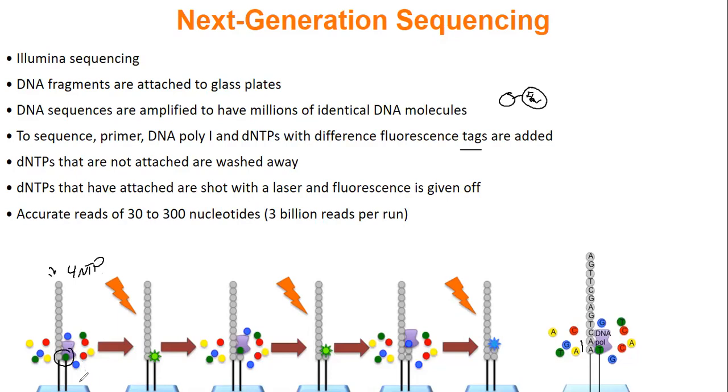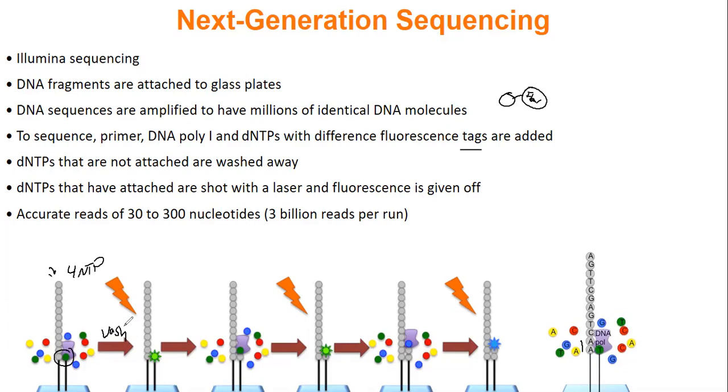And so what happens is that after time is given for that nucleotide to add, we shoot it with a laser and we see what color of light was given off. Here, green is given off. And I forgot to mention, you wash all the other nucleotides away. So anything that's not attached will not be hit by a laser. So you wash all the nucleotides away, you hit your DNA with the laser, and see what color comes out. It's green. So the computer will say, okay, that residue is a T.